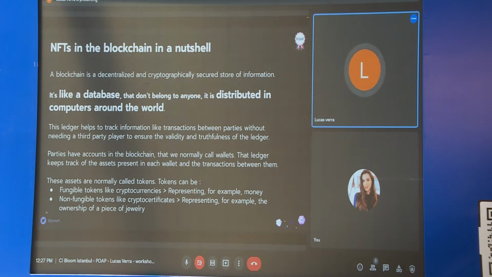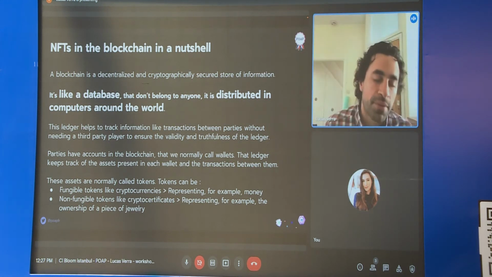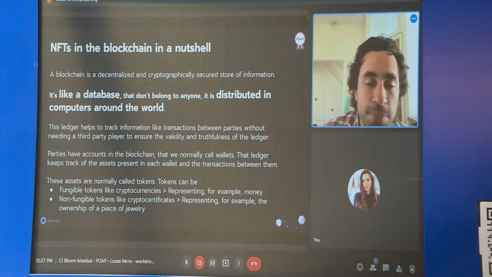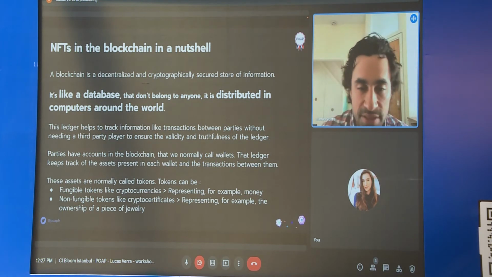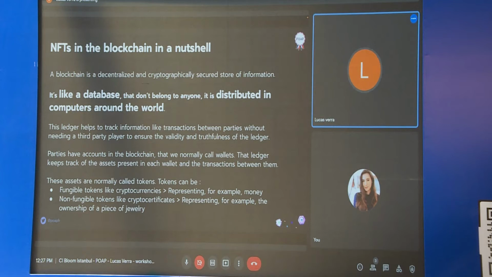And now that you guys know what a blockchain is, we're going to focus on two types of assets that the blockchain technology has given rise to. We have the fungible tokens and the non-fungible tokens. So let's start with the first one, the one that we'll talk very little about today, which is the fungible tokens.